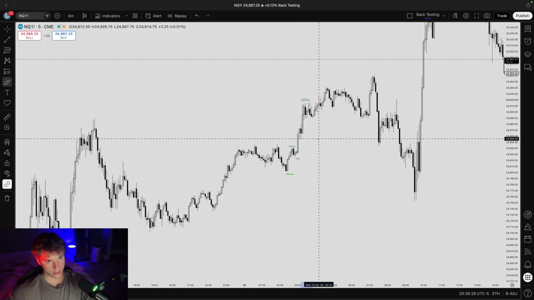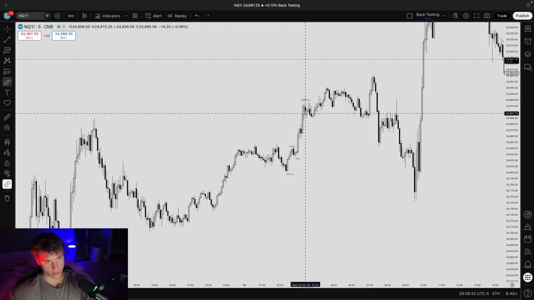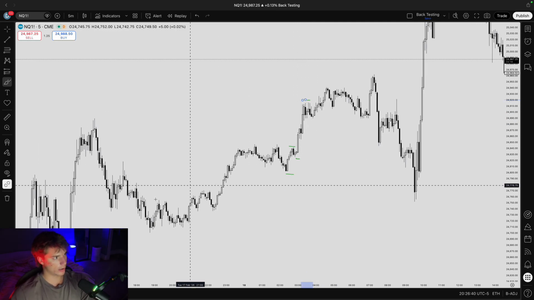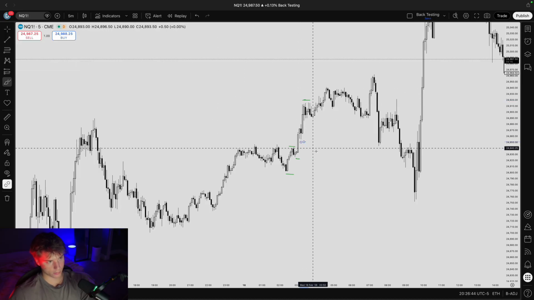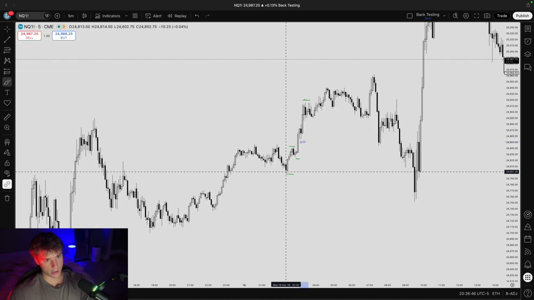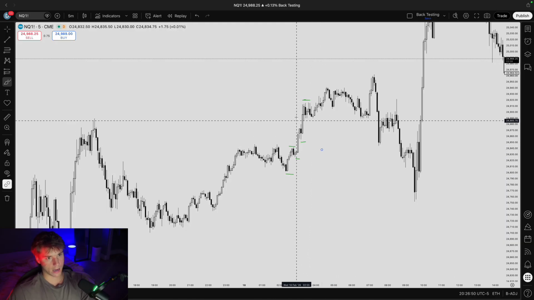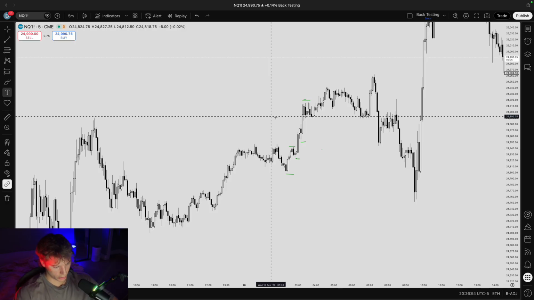How do you know that's a high? If you remember what I was talking about, candle 2's wick is higher than candle 1 and candle 3. That's all that you need that makes up a high. You have another low right here. So we'll use that as our low. So low, high, lower low, higher high. Now we have a bullish trend.